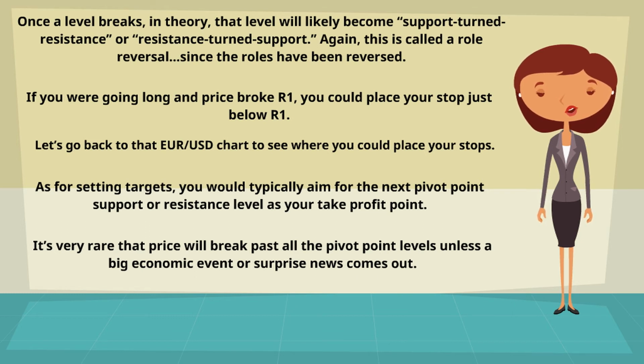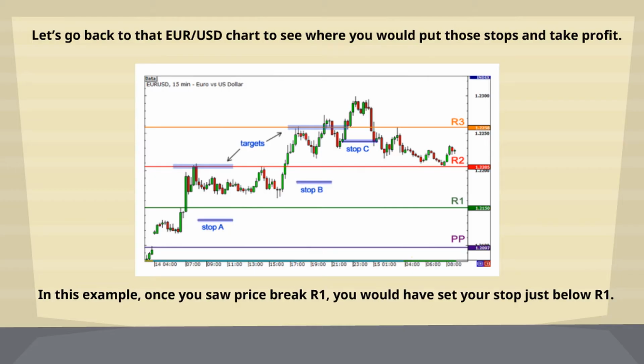As for setting targets, you would typically aim for the next pivot point support or resistance level as your take profit point. It's very rare that price will break past all the pivot point levels unless a big economic event or surprise news comes out. Let's go back to that Euro to US dollar chart to see where you would put those stops and take profit. In this example, once you saw price break R1, you would have set your stop just below R1.